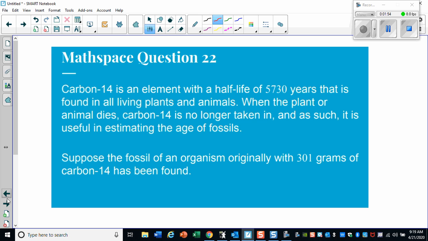All right, the next question we had was on Mathspace question 22. The majority of the questions were just from portion C, but I did just want to go over the half-life formula to make sure that nobody had any questions on that. So go ahead, take a minute and read that, and then I will move on to the explanation here.